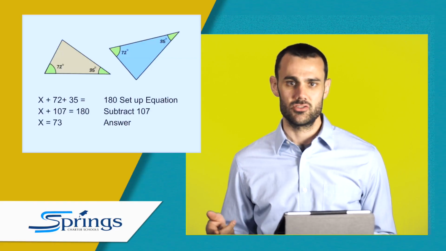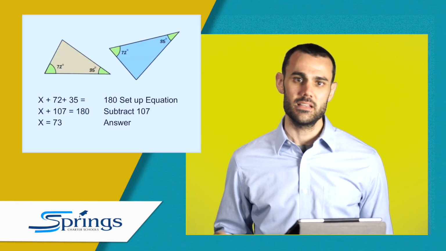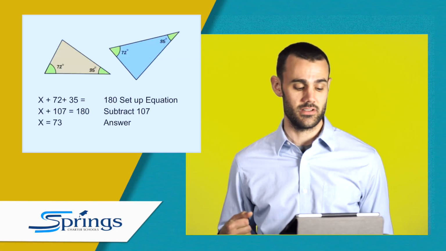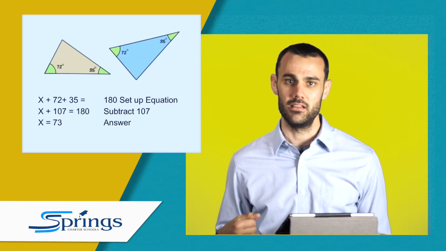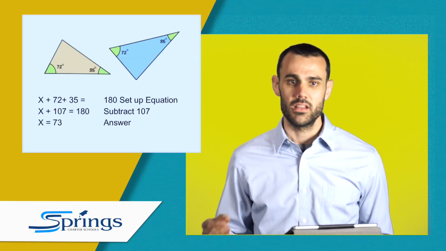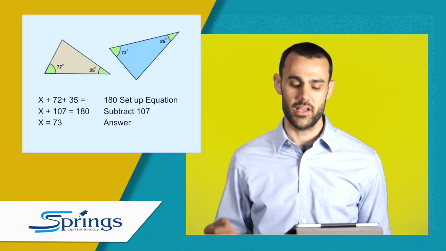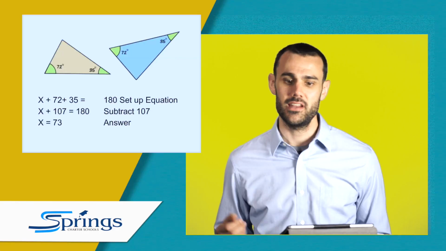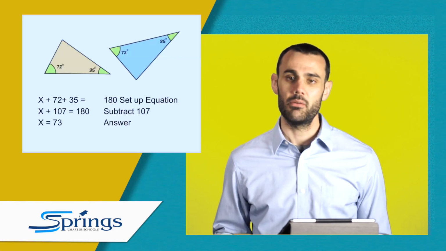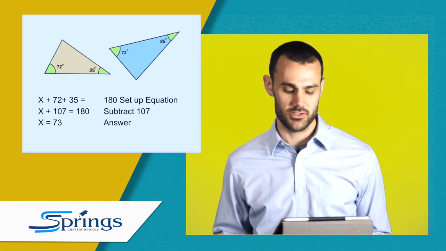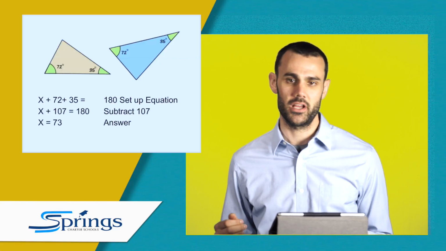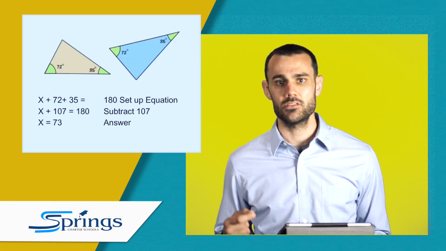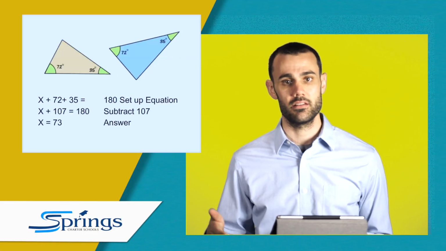So let's go ahead and try out our theory. I set up an equation here for us to work with. It says x plus 72 plus 35 equals 180. Our equation is nicely set up at this point. Let's go ahead and solve with what we know. Well, 72 plus 35 is 107. So I have x plus 107 equals 180. So far, so good. Now we need to subtract 107 from both sides. When I subtract 107 from 180, I get 73. So I can say that the missing angle in my tan triangle is 73 degrees. That's the answer for that third angle.